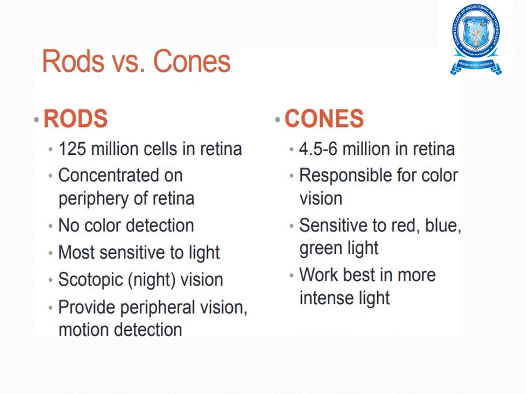In the previous slides I told you about the brightness adjustment of rods and cones, right? As we all know, rods mainly perceive the image during the night time. This is called scotopic vision. Whereas the cones perceive the image during the daytime, so we can call it photopic vision. In addition to that, it provides peripheral vision or motion detection. So this is how the rods and cones composition works.